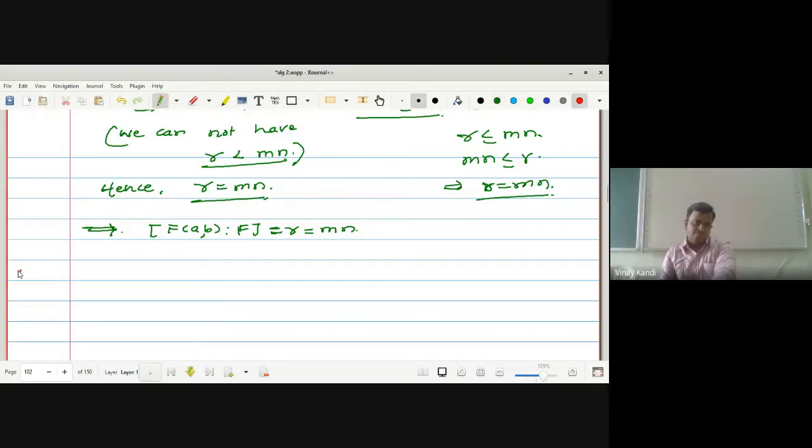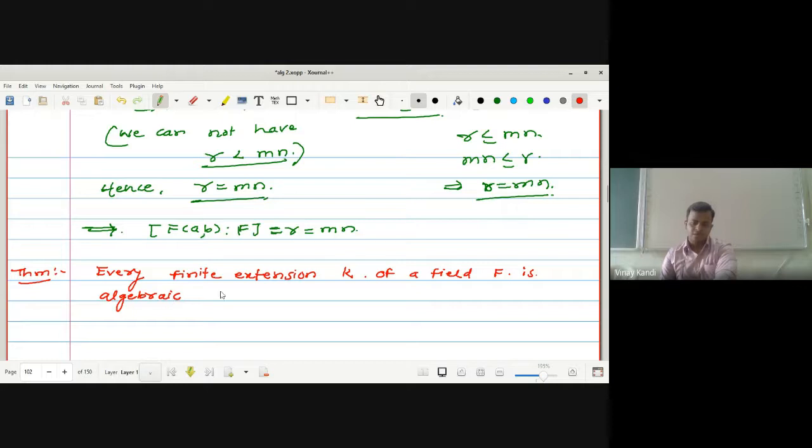Now the next theorem, we will see only the statement. The proof we will see on Monday. The next theorem: every finite extension K of a field F is algebraic.